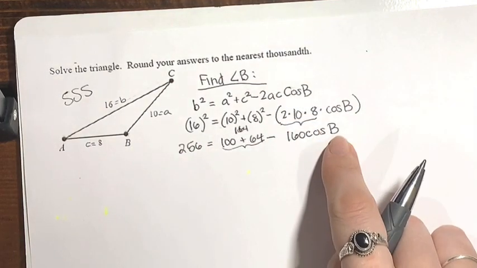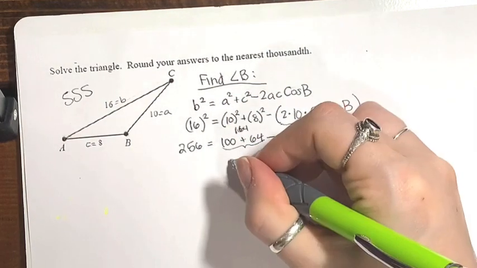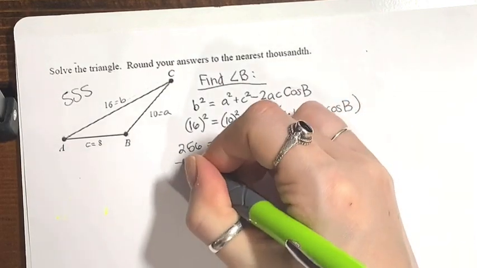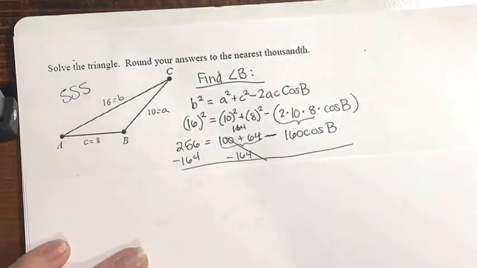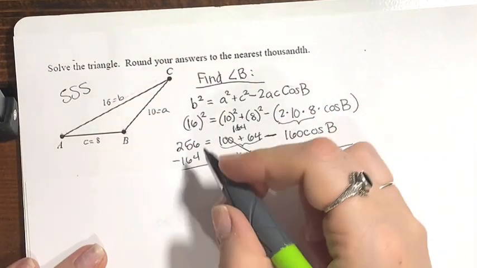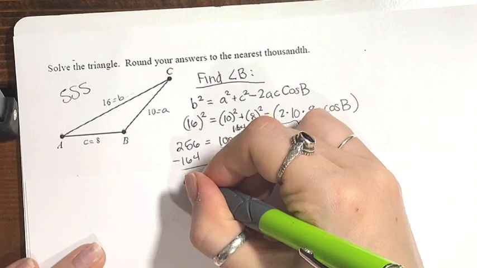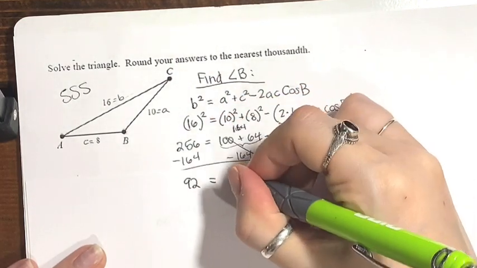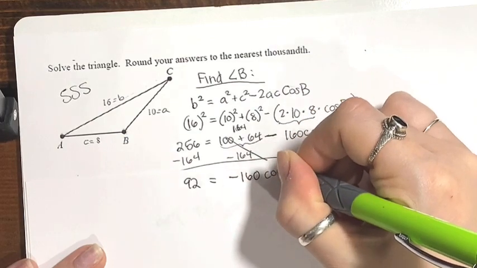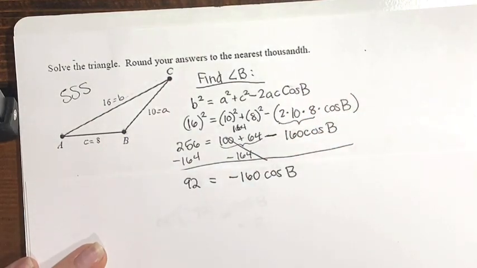If I'm trying to solve for B, I can minus this 164 over to this side first so that those all cancel. Okay, so 256 minus 164 is going to be 92. And then that equals, we have a negative 160 cosine of angle B left over.